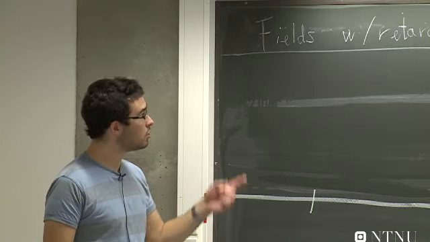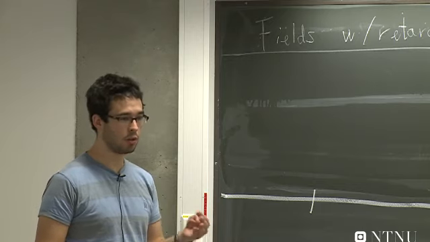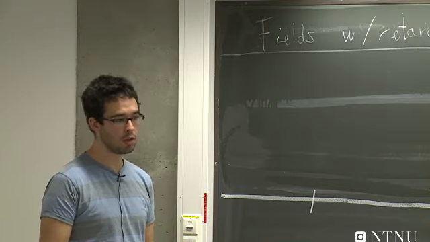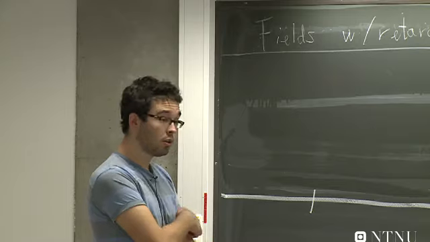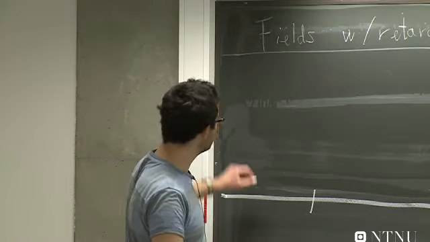And now we'll try to figure out how the fields change when we have retardation effects, because we realize that we can't simply insert the retarded time as we did for the potentials and be happy with that. So let's start off by writing down the standard expressions for the potentials.